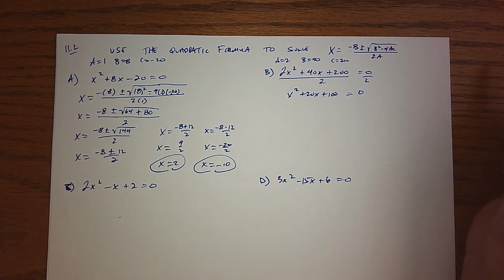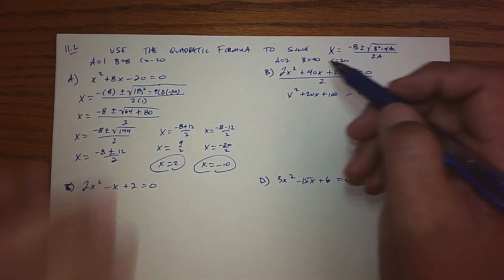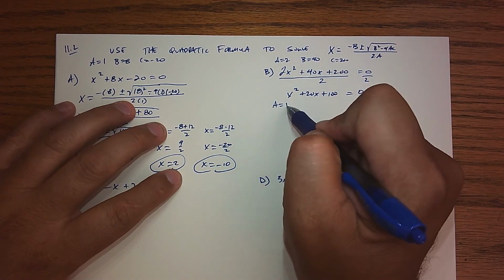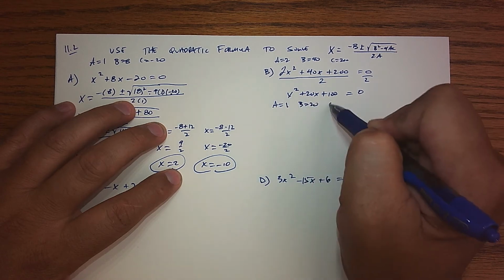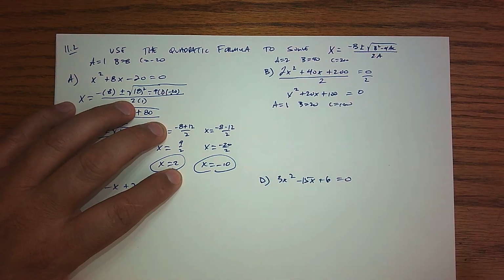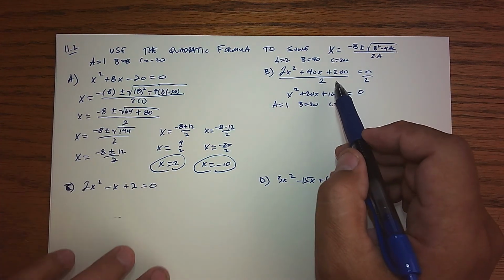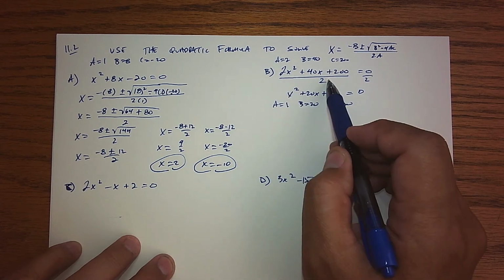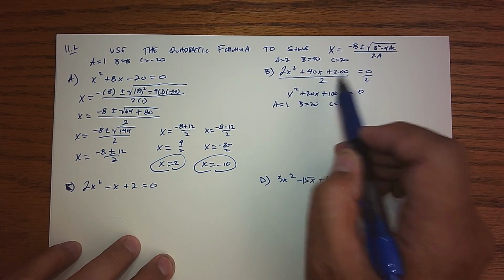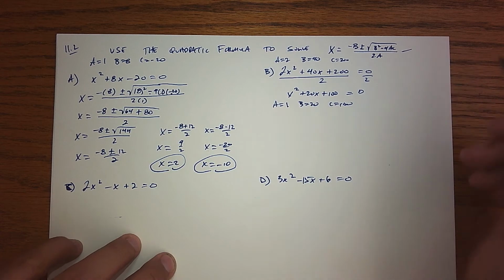And what's nice about that is that we still have some pretty big numbers, but now a is 1, b is 20, and c is 100. So be taking a look for that. If you have an opportunity to get rid of a GCF, take advantage of that, because it's going to help us with our calculations later.